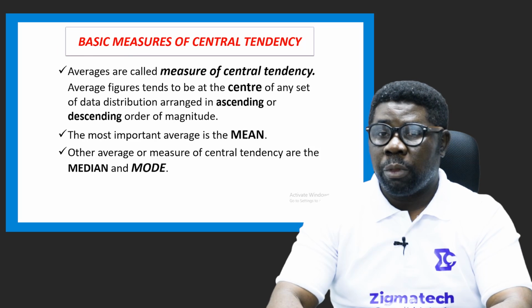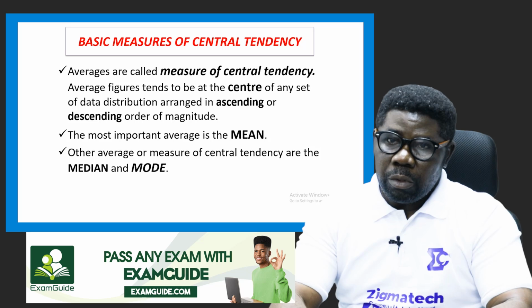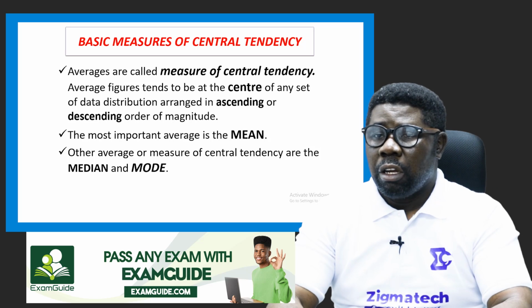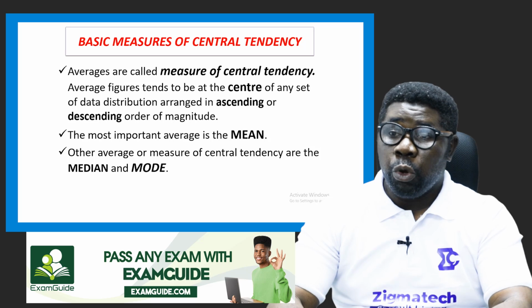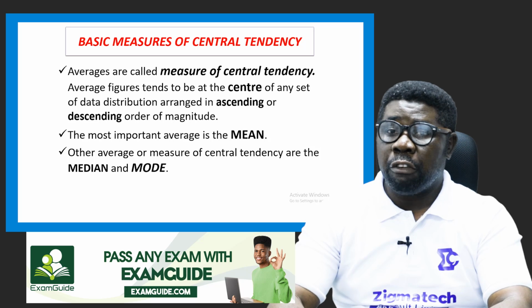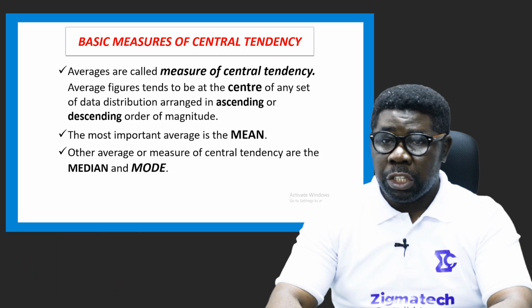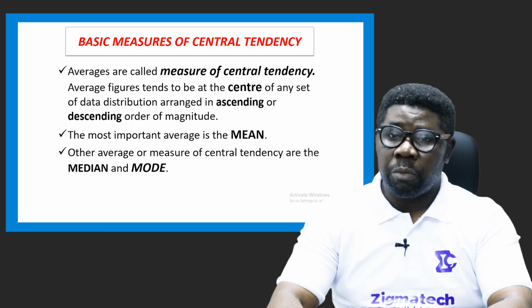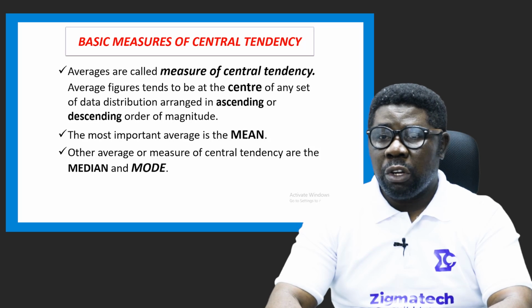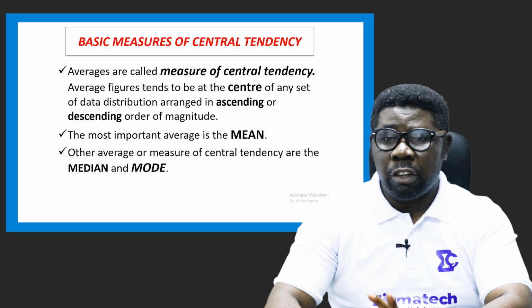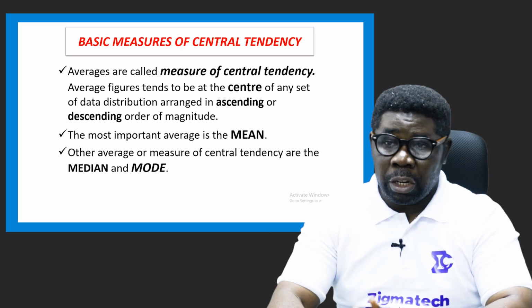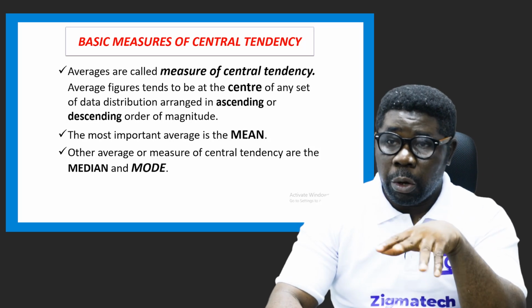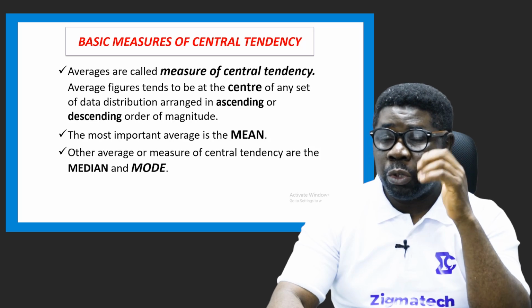And then let's go. Now, we're also looking at these tools. We have basic measures of central tendency, which is one of the tools we use for economics analysis. Here we have what we call averages. All averages are called measures of central tendency. Average figures tend to be at the center of any set of data or information given, which is arranged in ascending or descending order, like we've done in that particular calculation and frequency table we just did.